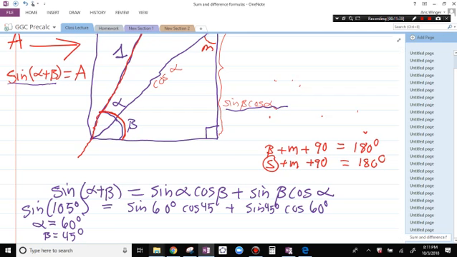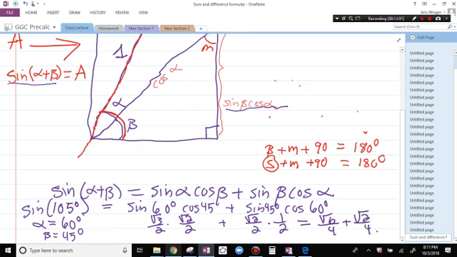Sine of 60 degrees is the square root of 3 over 2. Cosine of 45 degrees is square root of 2 over 2. Sine of 45 degrees is the square root of 2 over 2. The cosine of 60 degrees is 1/2. Square root of 6 over 4 plus the square root of 2 over 4. So now using this formula, we're able to get more angles than just the angles on the circle that are visible.